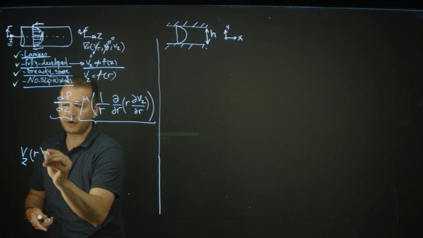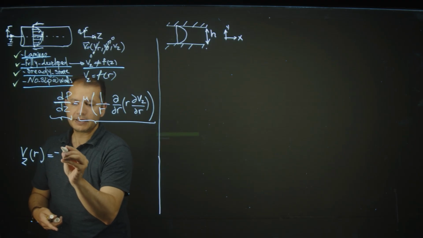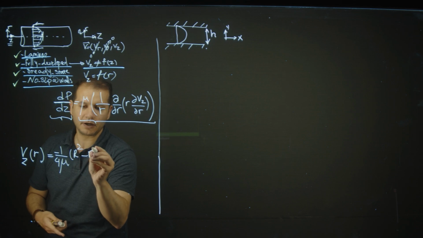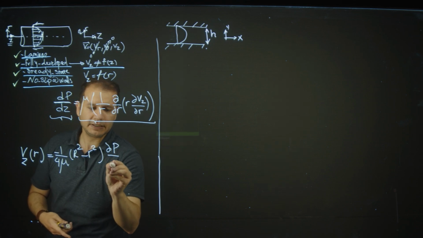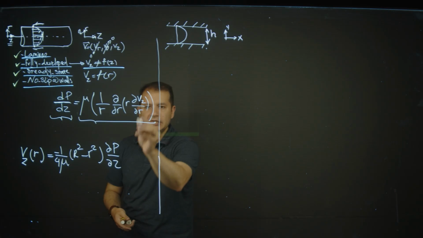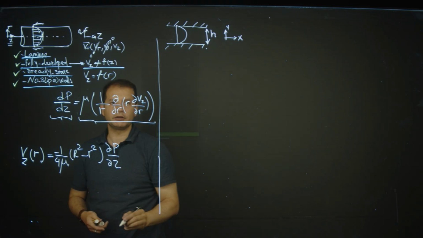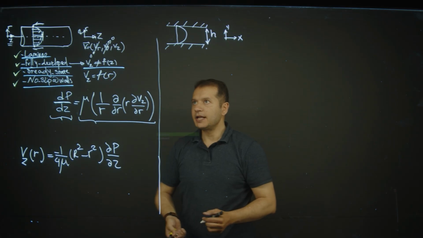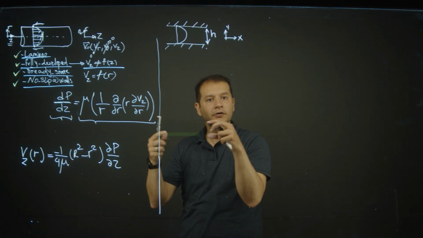What we found was Vz as a function of r is minus 1 over 4 mu times R square minus r square times dp dz, where d is just a derivative, not partial, because p is only a function of z. That's the Poiseuille flow for a tube.